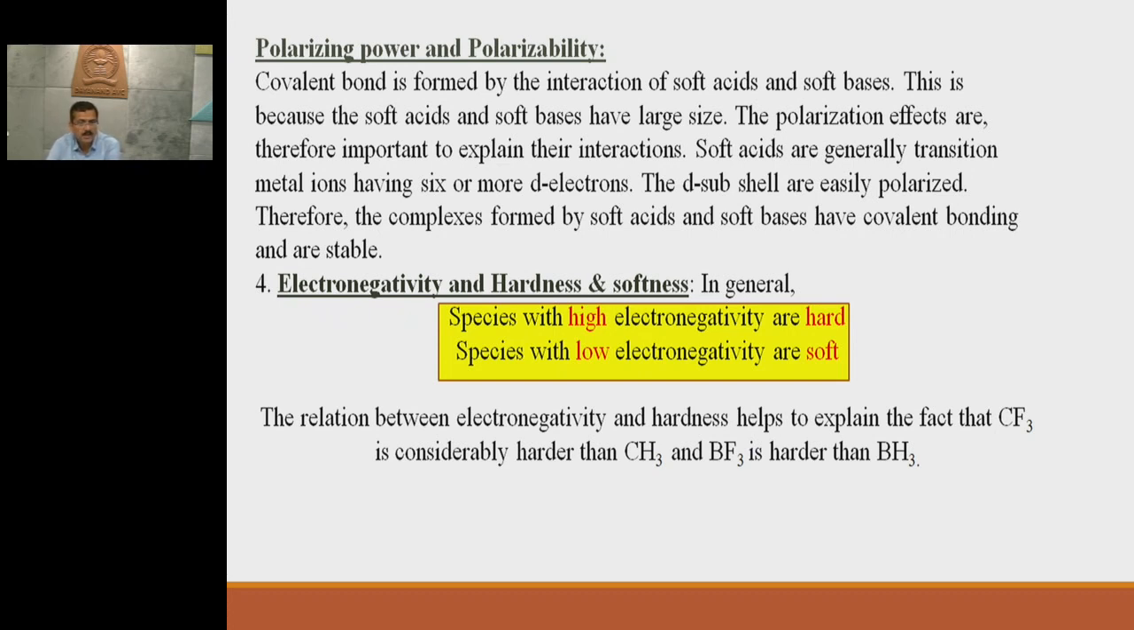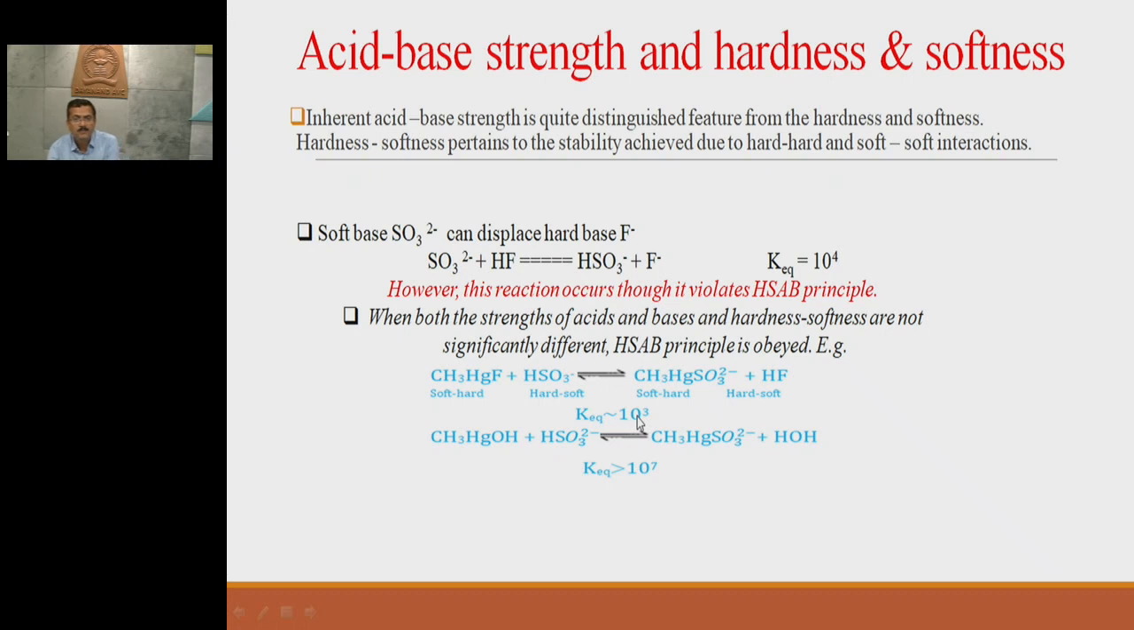In addition to that, the electronegativity of these elements also plays a major role. Species with higher electronegativity are hard, like fluorine, which is hard, while iodine is soft because of low electronegativity. So with respect to electronegativity, we understand hardness and softness. CF3 is considered harder than CH3 because fluorine is more electronegative than hydrogen. BF3 is harder than BH3 because fluorine is again more electronegative, and therefore it is the harder one. And the strength between them plays a crucial role with respect to softness and hardness.